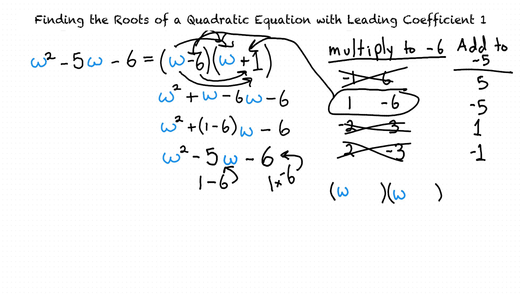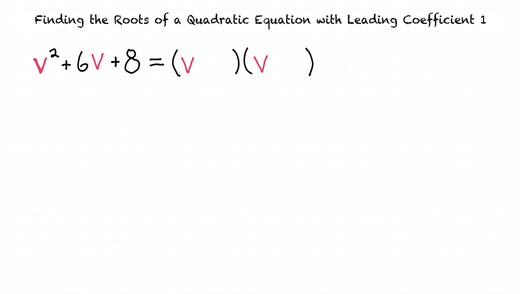Keeping this in mind, we could use these to write our factored version of w plus 1 and w minus 6, which is the same as w minus 6 times w plus 1. Let's do one more example practicing this. Here we have v squared plus 6v plus 8, a quadratic equation. We want to factor it by rewriting it as v plus or minus something times v plus or minus something else.